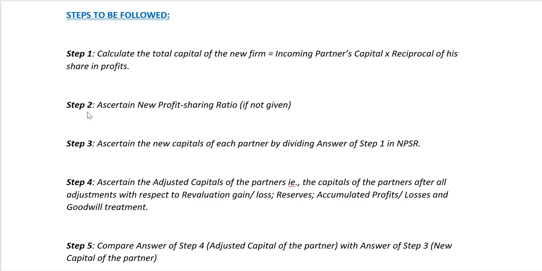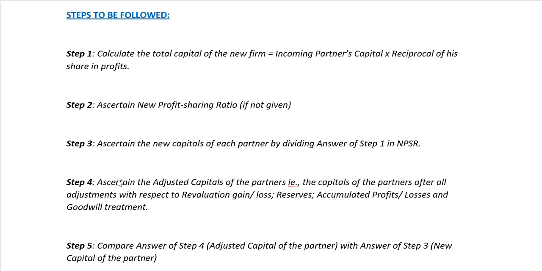Second step is to ascertain the new profit sharing ratio. If it is not given, then we are required to ascertain the new profit sharing ratio. Step 3, we need to ascertain the new capitals of each of the partners by dividing the answer of step 1 in the NPSR or new profit sharing ratio.